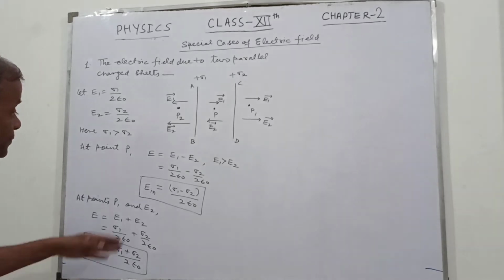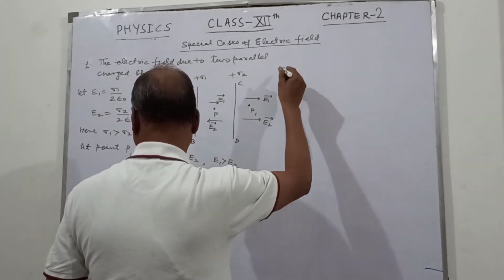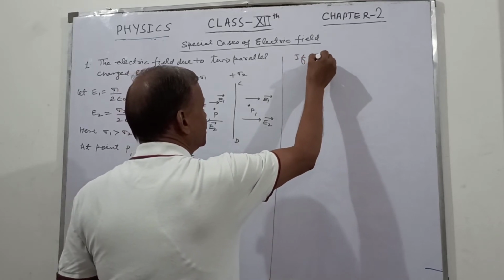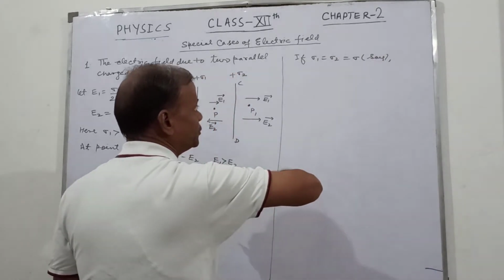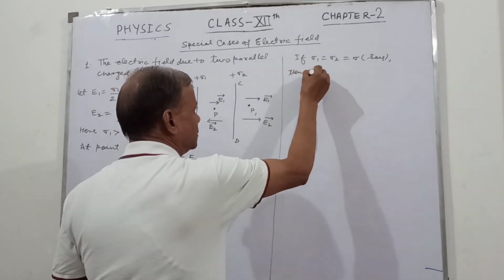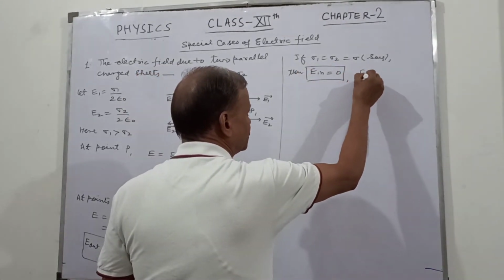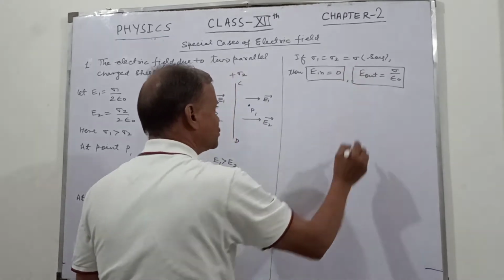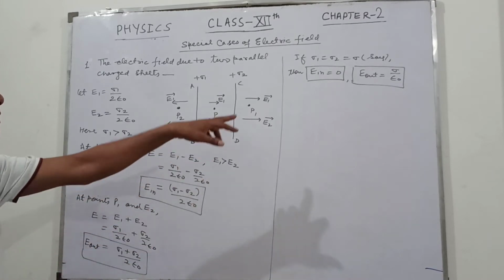Now from here you can find that if sigma 1 is equal to sigma 2, then E in is equal to 0 and E out equal to sigma upon epsilon naught. If sigma 1 equal to sigma 2 equal to sigma, then E in is equal to 0 and E out is equal to sigma upon epsilon naught. Here sigma minus sigma is 0, and this is 2 sigma, so 2 will cancel, so sigma upon epsilon naught.